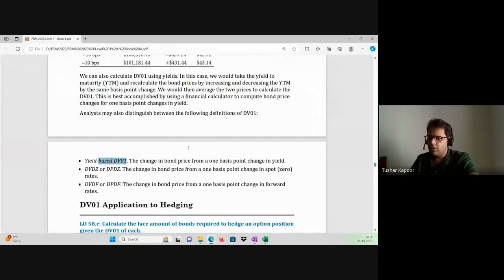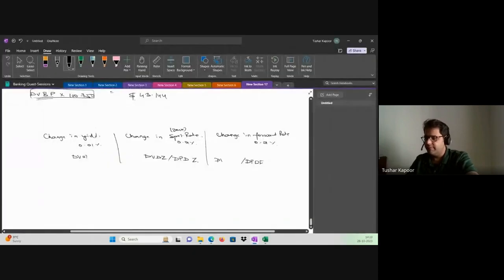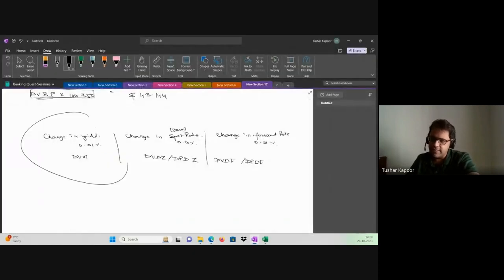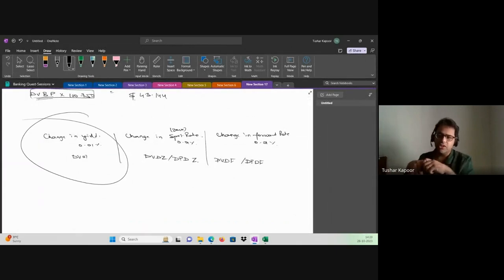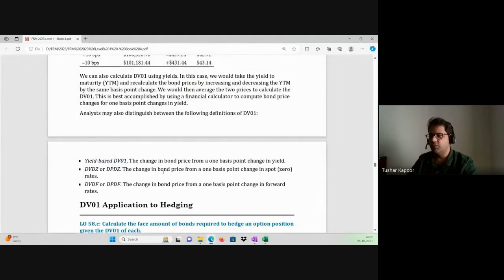DPDF or DVDF. And the most important is still this part, change in the yield curve, which we call yield-based DV01, which is where I'm trying to understand if my yield goes up and down by just a little bit, by 0.01%, what is going to be the impact on DV01, right? This is still the most important point.